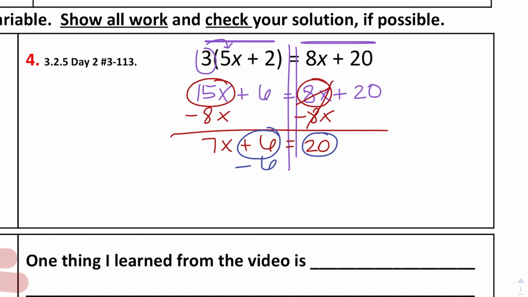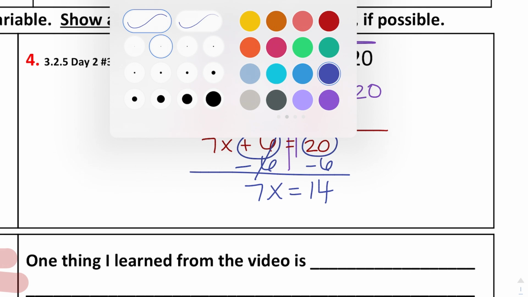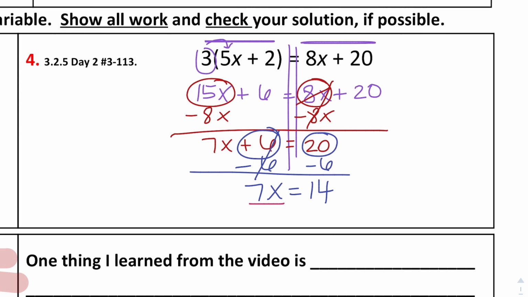So I'm going to subtract 6 on both sides and I get 0 on the left for 6's, leaving me with 7x. 20 minus 6 is 14. Now I'm left with 7 x's and 14 ones on opposite sides. So I'm going to divide both sides by 7 to get the solution of x equals 2.